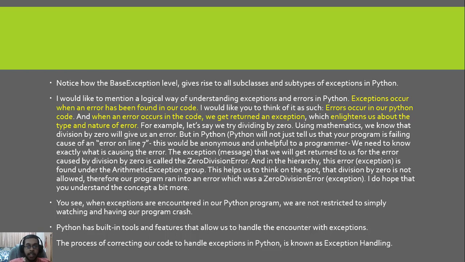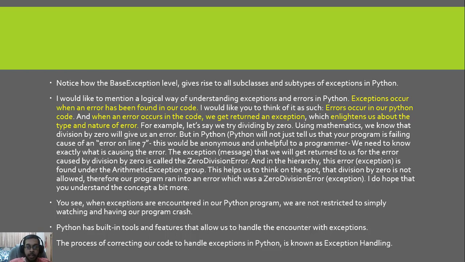For example, let's say we try dividing by 0. Using mathematics, we know that division by 0 will give us an error. But in Python, Python will not just tell us that your program is failing because of an error on line 7. This would be anonymous and unhelpful to a programmer. We need to know exactly what is causing the error.